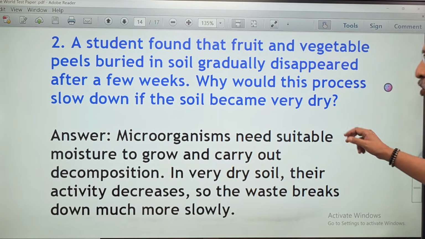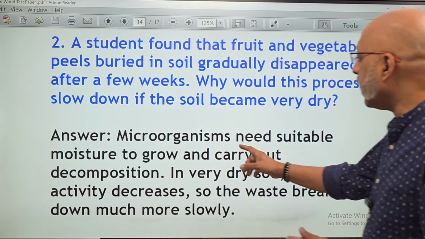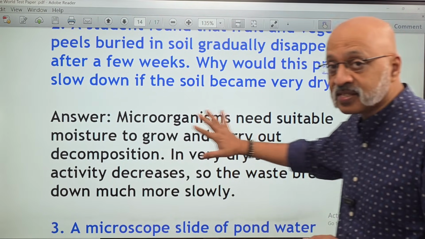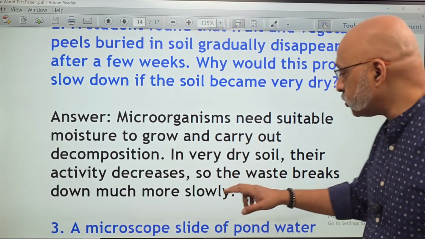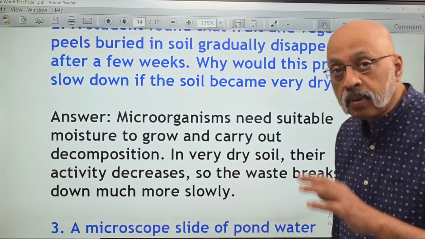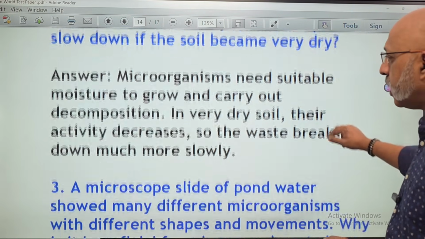So microorganisms, your answer needs to reflect your understanding. Please remember that. Microorganisms need suitable moisture to grow and carry out decomposition. This line is very important. Therefore, in very dry soil, their activity decreases, so the waste breaks down much more slowly. That's what this question is asking you.